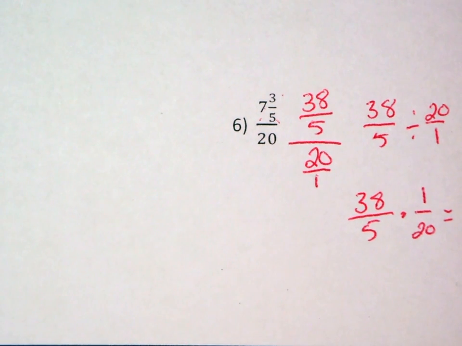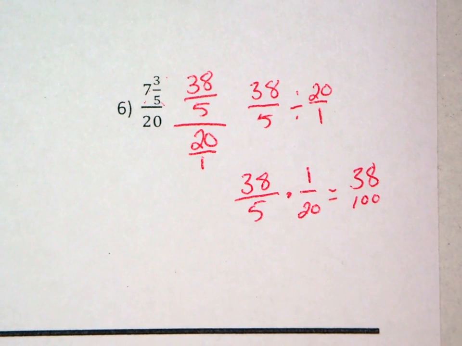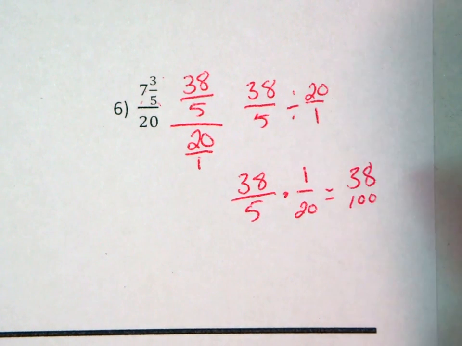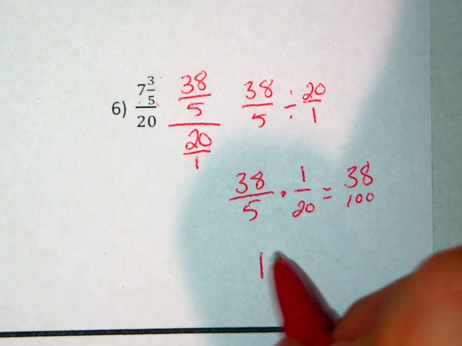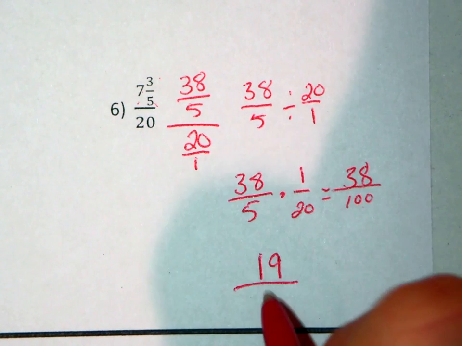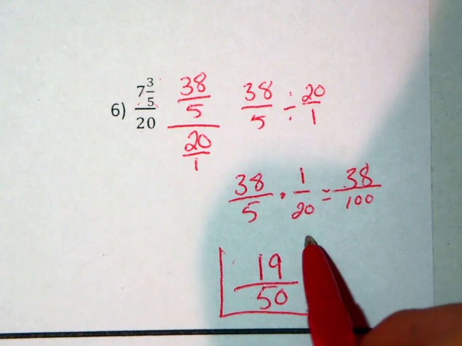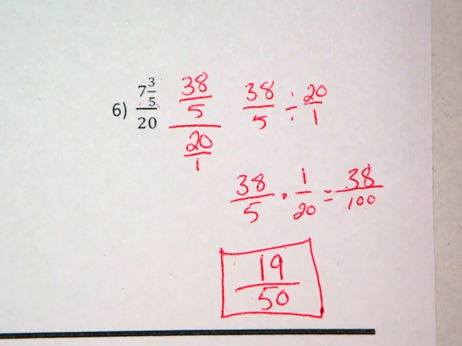We have two numbers that are both even, so at least 2 would go into them. 2 goes into 38 19 times. 2 goes into 100 50 times. So our final solution is 19 over 50.